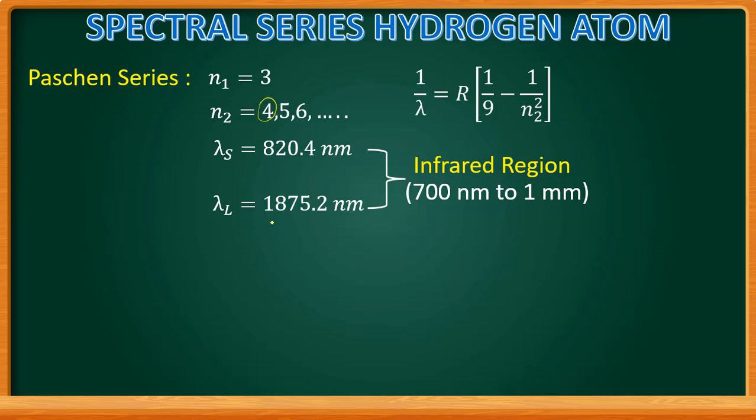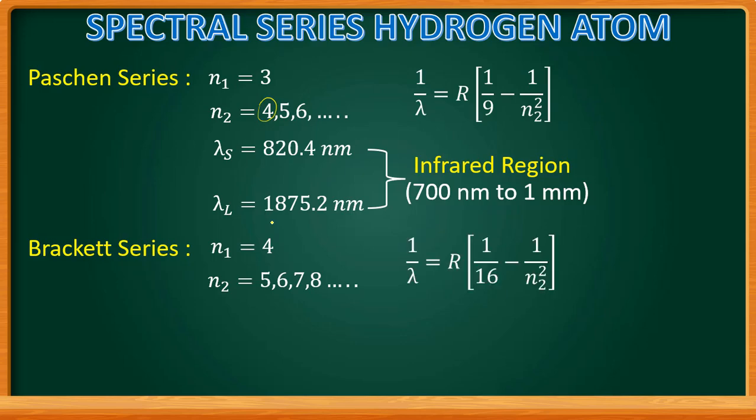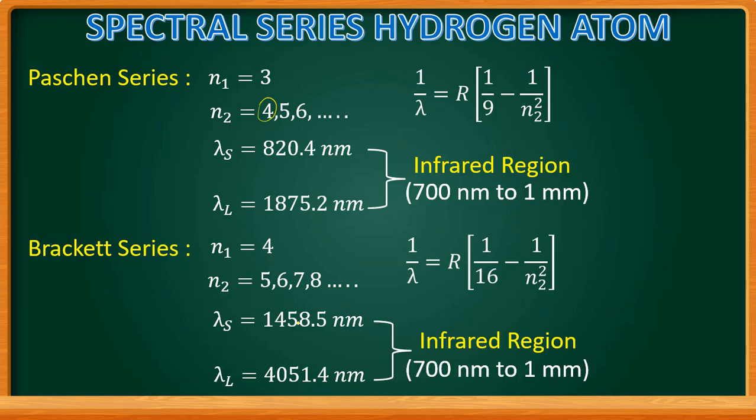Similarly, after that we have Brackett series. In Brackett series we have to take n1 equal to 4 and n2 equal to 5, 6, 7, 8, and so on. Then the expression for wave number becomes 1 by lambda is equal to R into 1 by 16 minus 1 by n2 square. Here also you have to put n2 equal to infinity, so that we can get the shortest wavelength. This becomes 1458.5 nanometer. After that, if you put n2 equal to n1 plus 1, that means here we have to put n2 equal to 5 for the longest wavelength. Then you can get 4051.4 nanometer. These also lie within the infrared region, 700 nanometer to 1 mm actually.